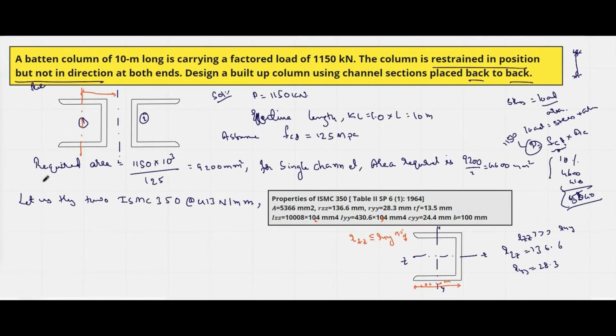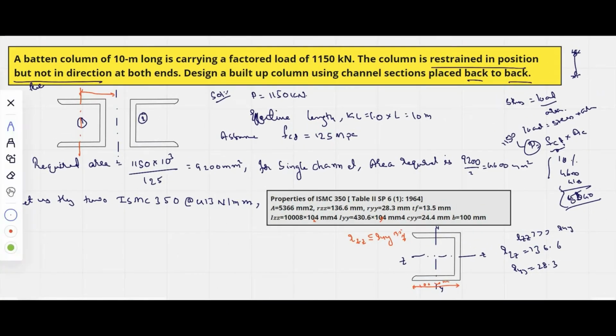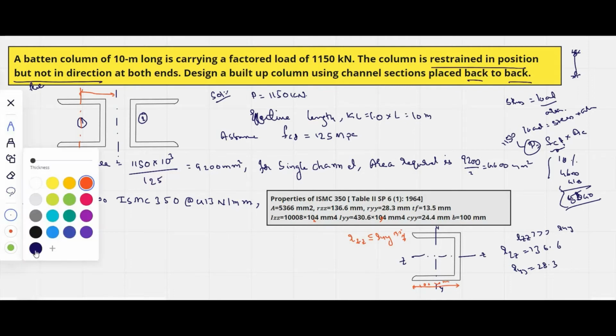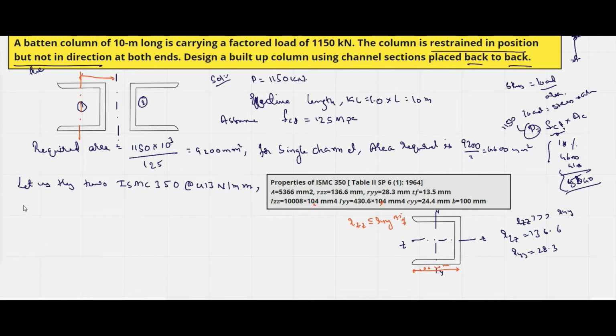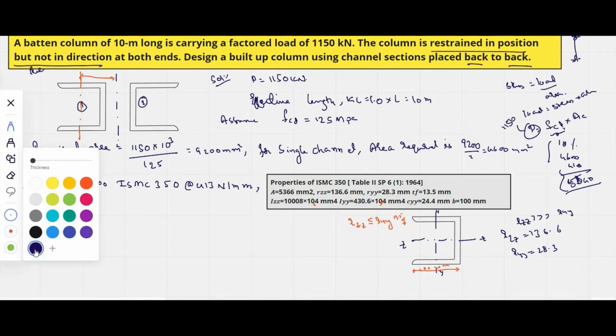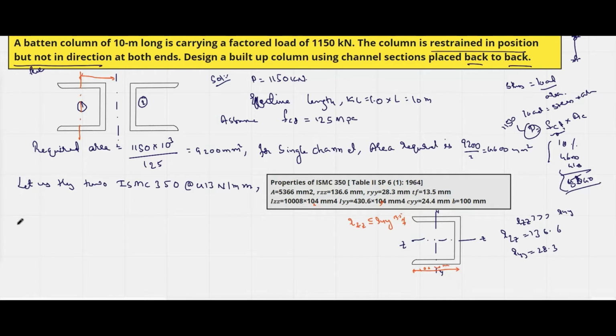Now let us see whether this section is capable of resisting the loads or not. To check it, initially we calculate the slenderness ratio and see whether the slenderness ratio we have got is less than 180 or not. Then we will calculate the load carrying capacity. If it is safe, we will continue our design by designing a batten system. So before that, let us see what is the effective slenderness ratio. Actual slenderness ratio lambda equals KL by R minimum.